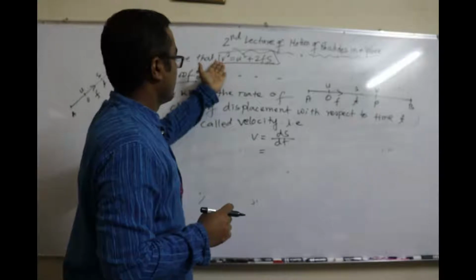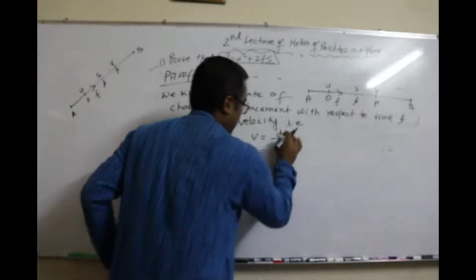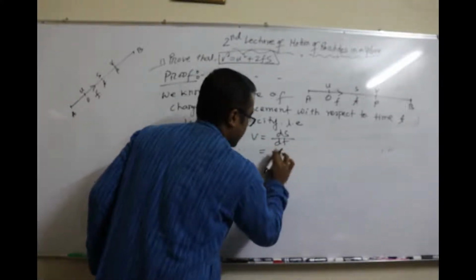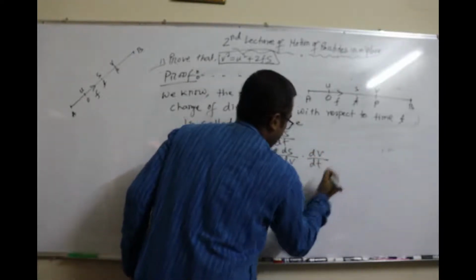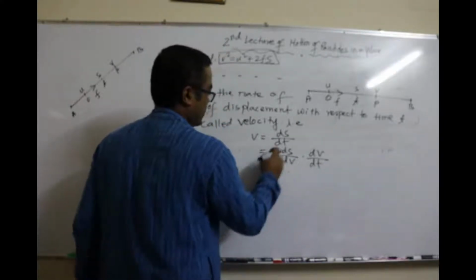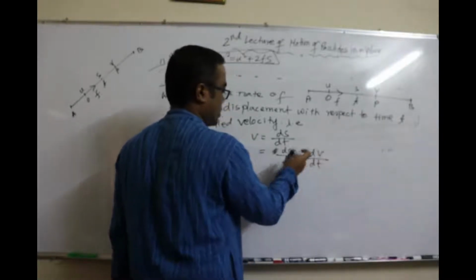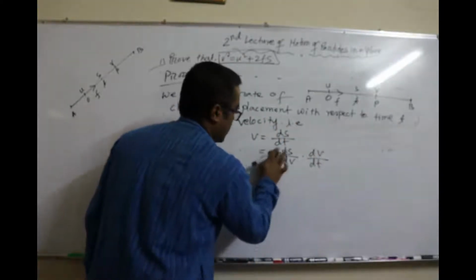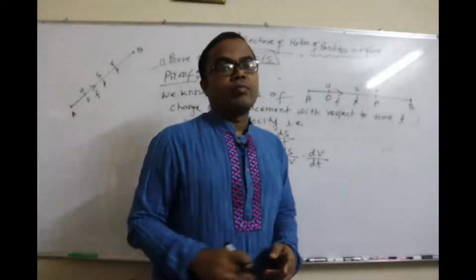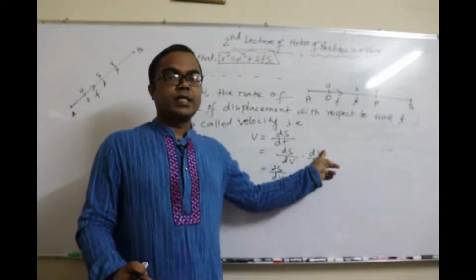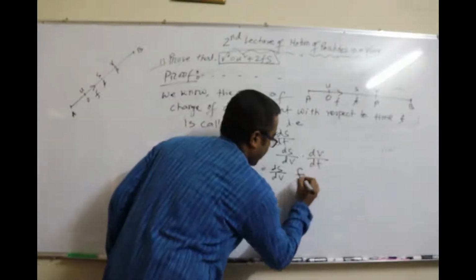We need final velocity, initial velocity, distance, acceleration also needed. So this one can be written as ds by dv multiplied by dv by dt. If you cancel this one and that one, then the previous expression will come. Okay, we know the rate of change of velocity with respect to time t is called acceleration. So this one can be written as f.